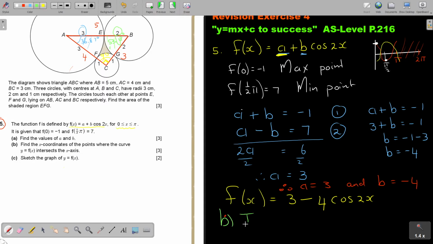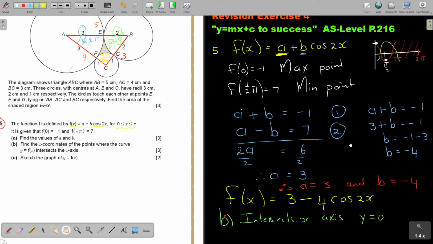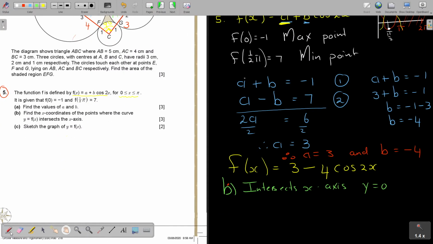Intersect x-axis, make y 0. Okay, so we're going to do that. So, in the place of y, we put 0. And now we're just going to solve this in that range. So take that over because we don't like negative. And then we divide by 4.